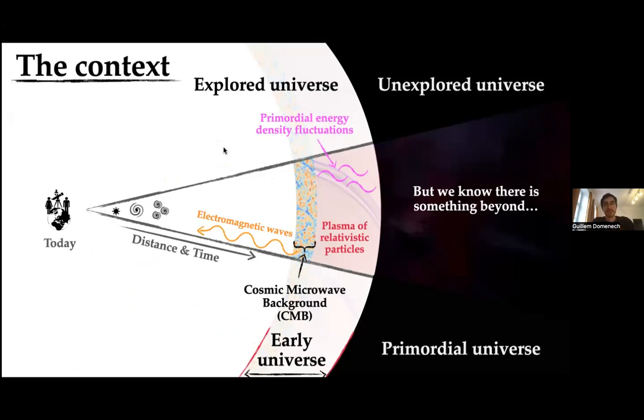The explored universe is what we have observed with electromagnetic waves. If we are sitting on Earth and we look with our telescopes, we find stars, galaxies, clusters of galaxies. And as you look farther, you are also looking into the past. The most distant signal that we can observe is the cosmic microwave background here.